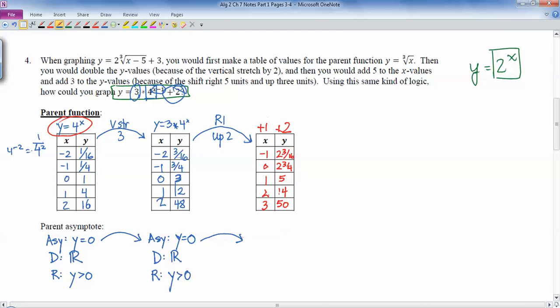And then moving up 2 means all the y values increase by 2. So now my new asymptote is y equals 2. And I'm adding 1 to all x values, but all x values plus 1 is still all x values. So it's still all real numbers. And then if I add 2 to the 0 for the y's, my new range is now y is greater than 2 because I went up 2 units. So let's graph this thing.